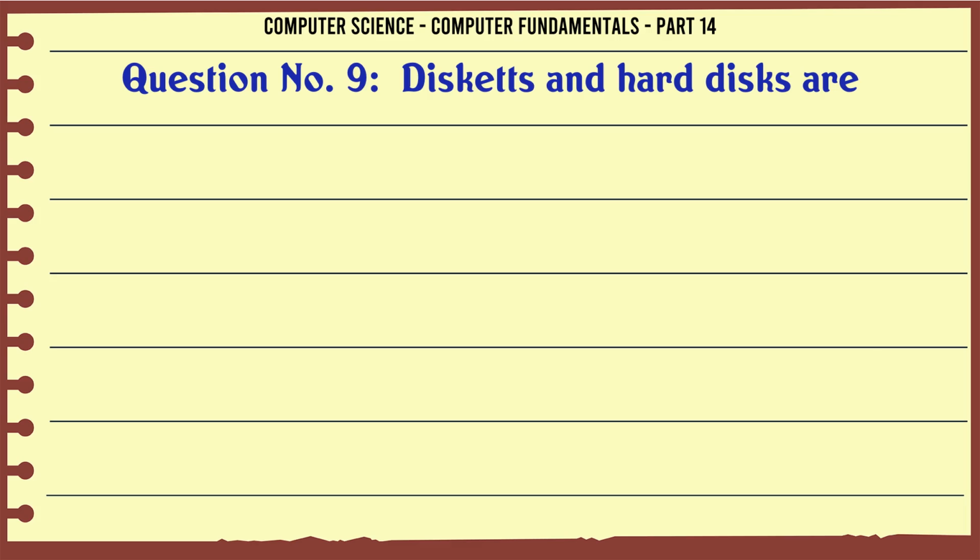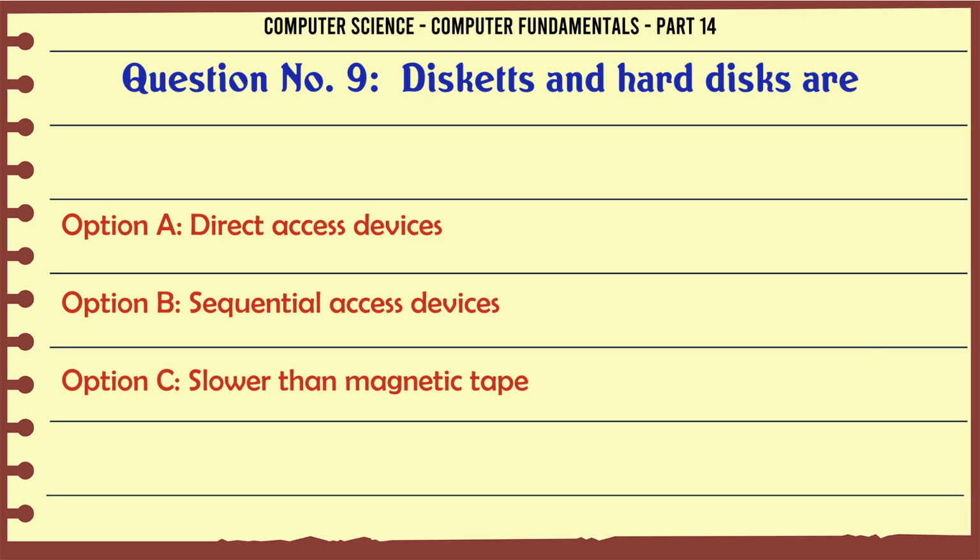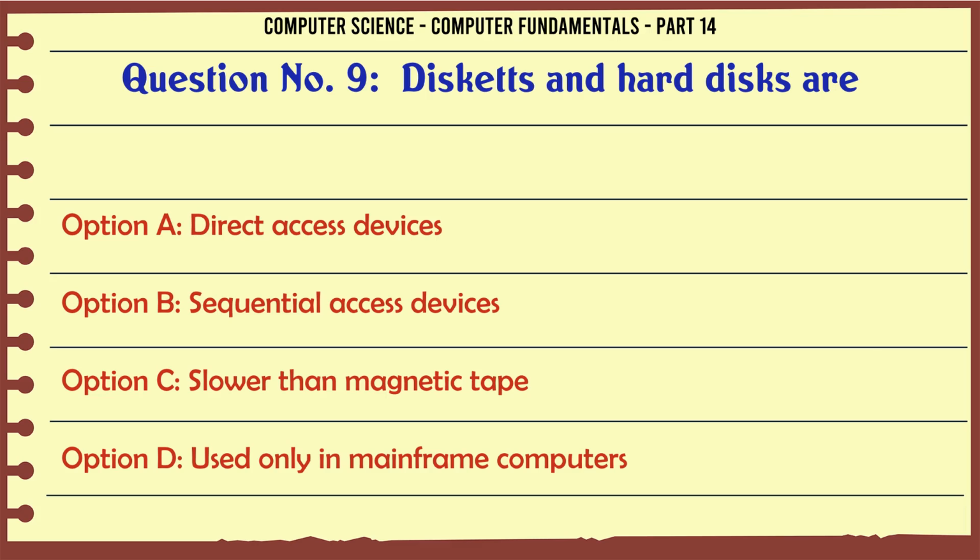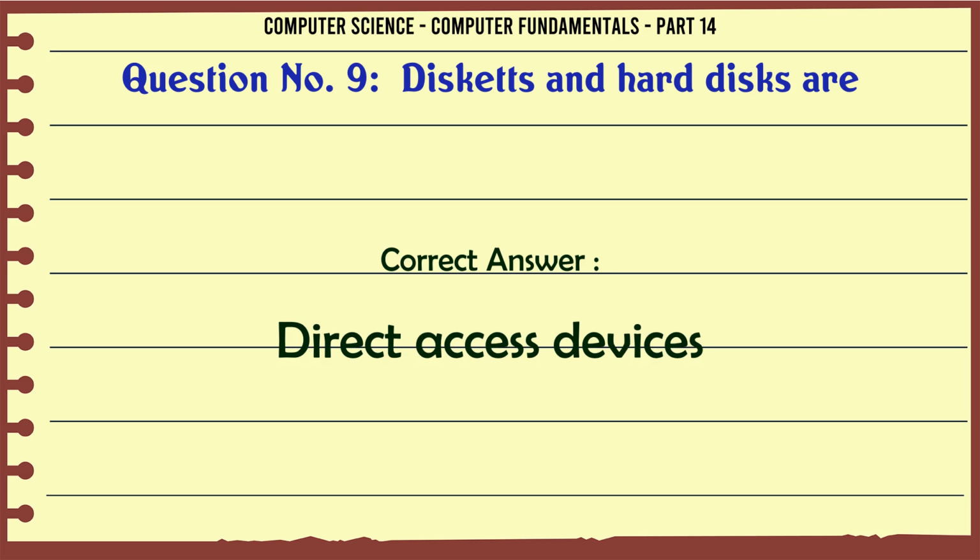Diskettes and hard disks are A. direct access devices, B. sequential access devices, C. slower than magnetic tape, D. used only in mainframe computers. The correct answer is direct access devices.